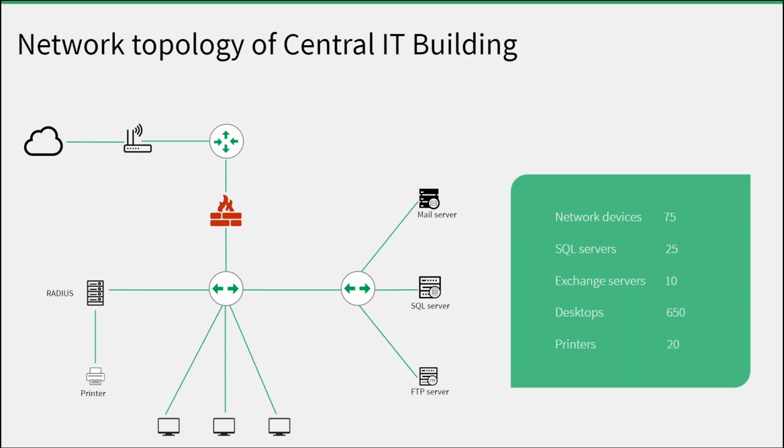A network topology of the central IT building which we are talking about would approximately look like this. Right from the internet to the end devices, you would have a couple of devices in between, and this is how your connection would look. Say we might have 75 network devices, SQL servers, Exchange servers, and about 650 desktops and about 20 network printers. Let's talk with the help of this network topology of the central IT building.